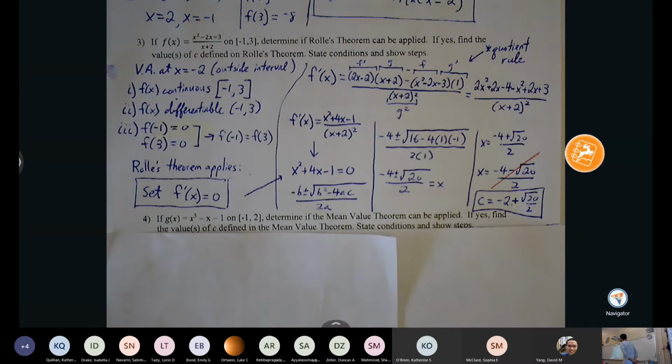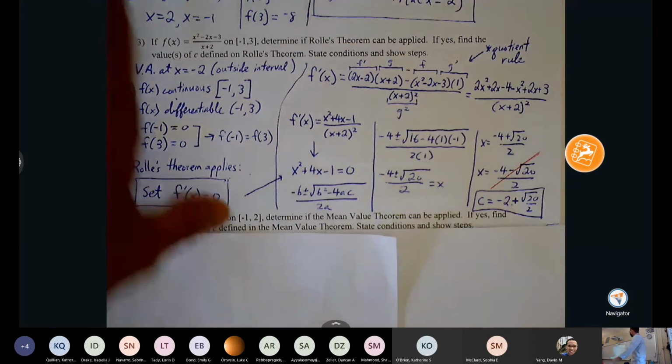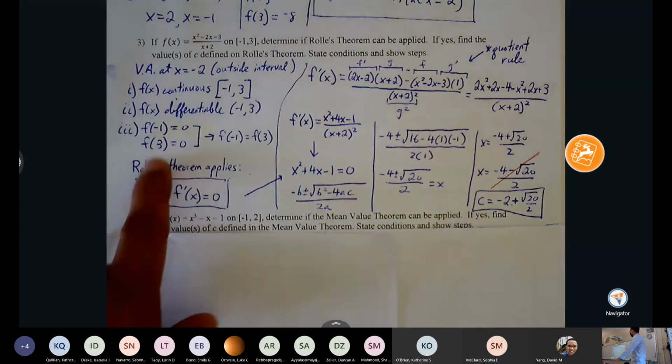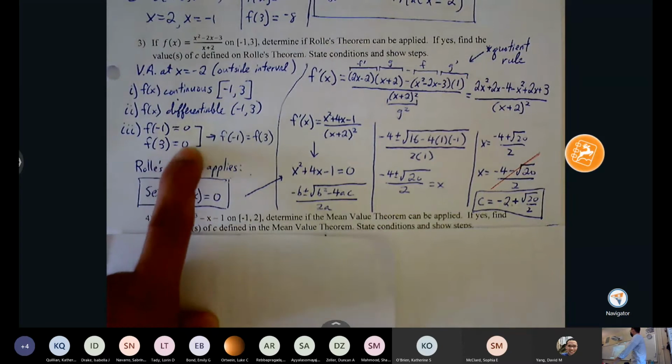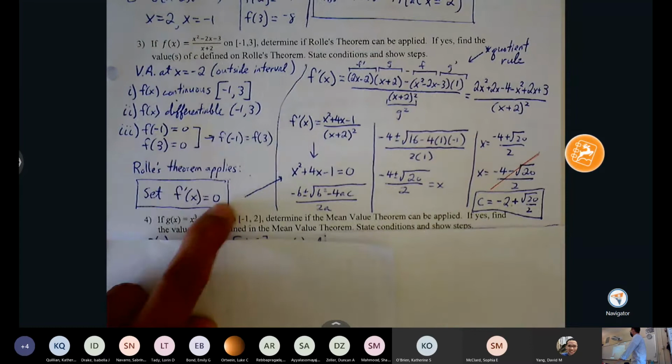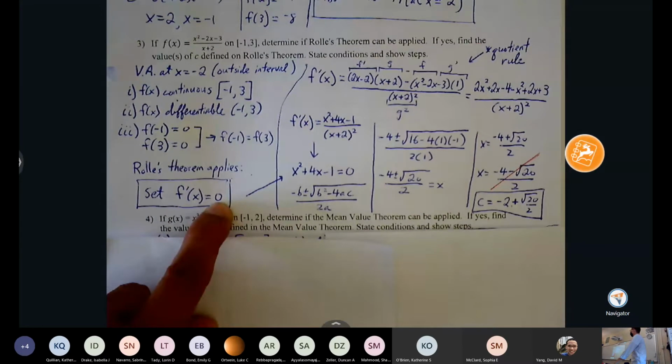Okay, number 4, mean value theorem. Mean value theorem is similar to Rolle's theorem. We still need the continuity condition. We still need the differentiable condition. We're still going to plug in the endpoints into the function, but we don't need them to be the same. Okay? Because we don't need the slope to be 0. The slope can be 5, it could be 8, it could be any number.